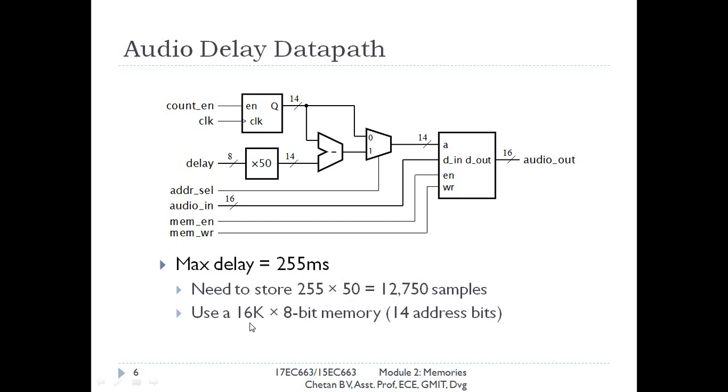So we have to choose a memory capacity which is nearly equal to the required memory capacity. The required memory capacity is to store 12750 samples. For this memory, we require 14 address lines. That is what is mentioned in this data path.